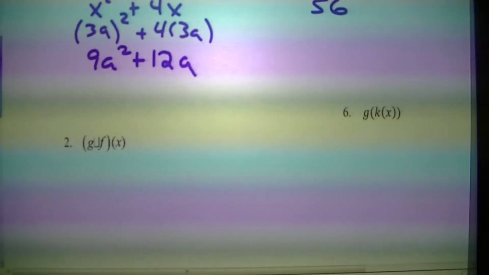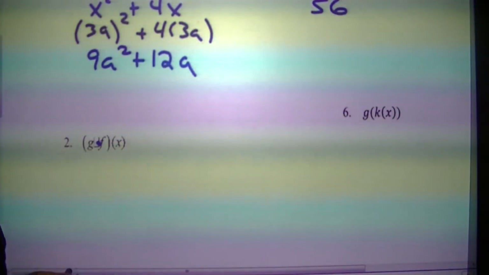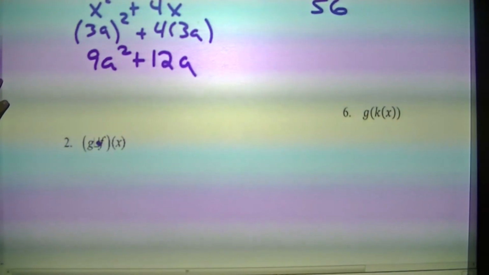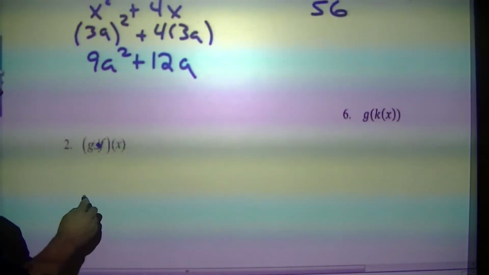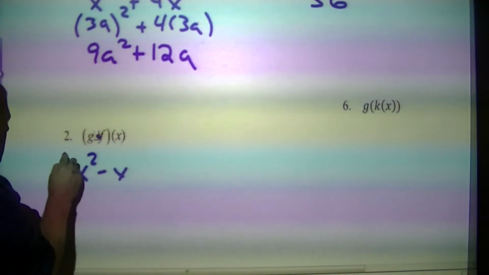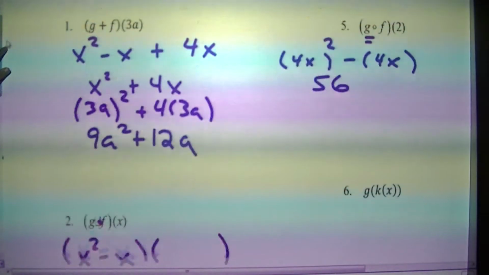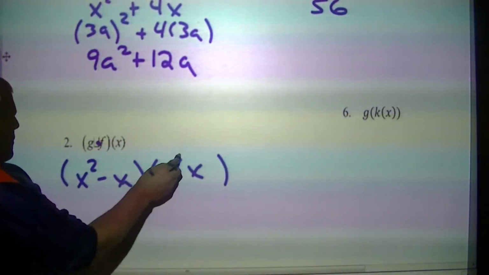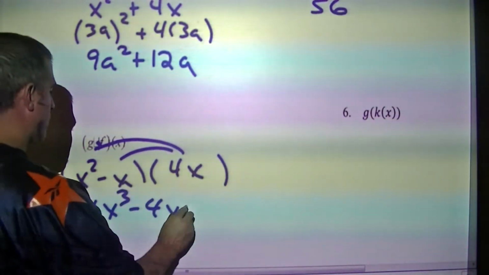I believe this is supposed to be multiplication. That's not a composition, so it's a little different. For multiplication, I'm going to do x squared minus x times f, which is 4x. This is a distributing problem, so that's going to be 4x cubed minus 4x squared, and I'm done right there.